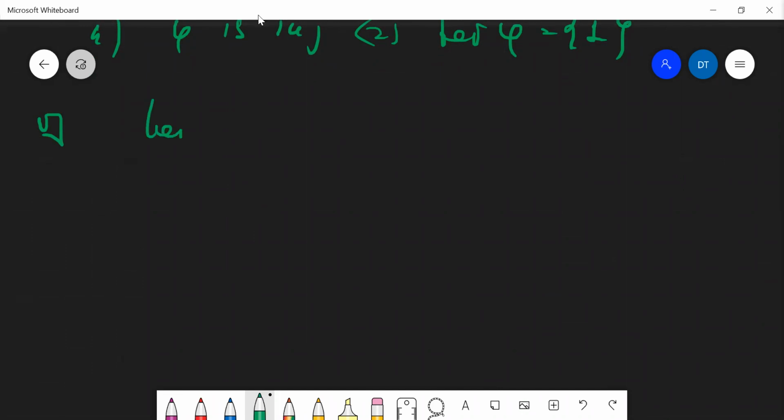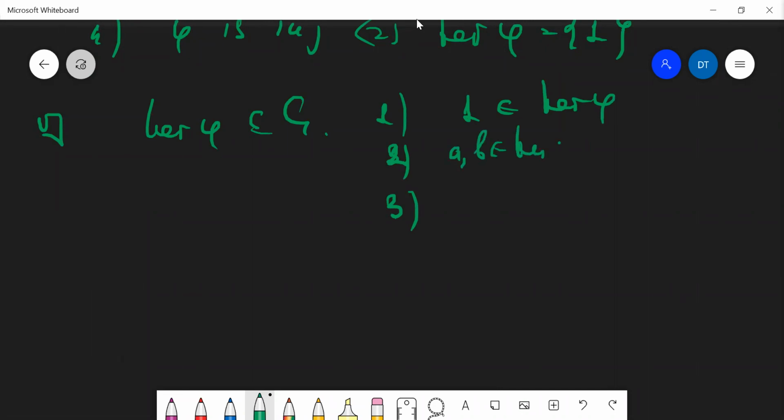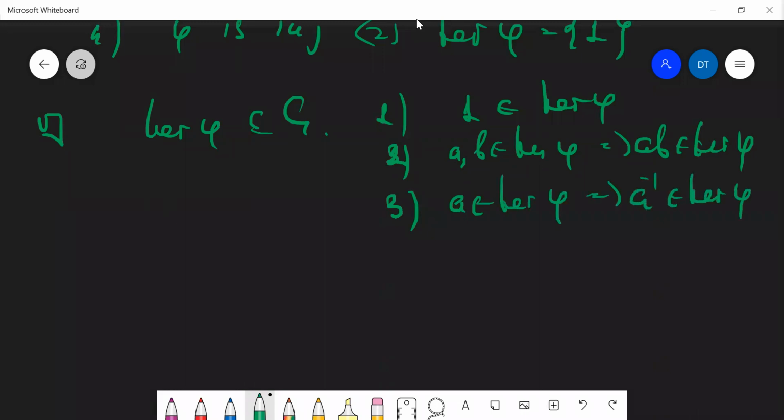First of all, let's take the kernel of the homomorphism. Then, in order to check that this is a subgroup, we need to check 3 things. First of all, a neutral element must be inside the kernel. Second, if 2 elements are in kernel, then their product must be in kernel. And if an element is in kernel, then its inverse must be also in kernel. So if we check these three properties, then it means that the kernel is a group. Okay.